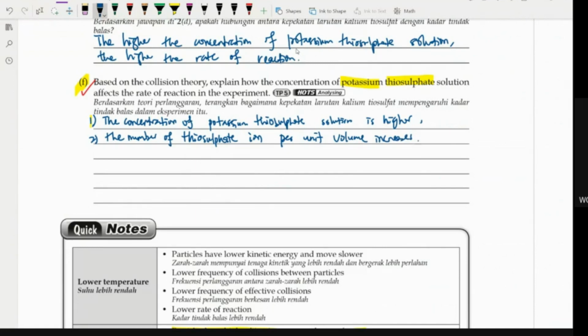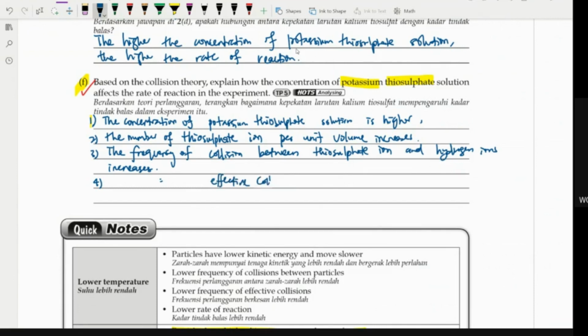or is higher. Okay, so the frequency of collisions between thiosulfate ions and hydrogen ions increases. Okay, so point number 4, the frequency of effective collisions between the thiosulfate ions and the hydrogen ions increases.